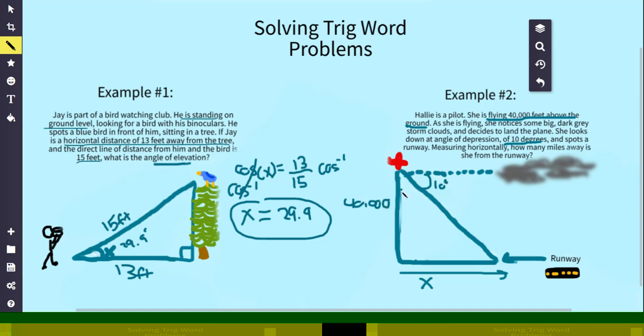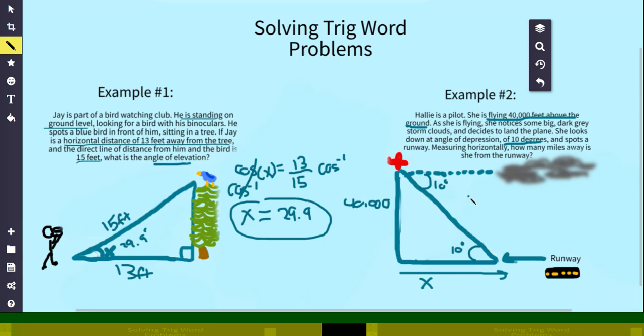It wouldn't be this part though, because she's already flying straight. So it would be between the hypotenuse and her direct line of distance. So an angle of depression of 10 degrees. And remember, the alternate interior angles are congruent. So like this angle is 10 degrees, so that means this angle will be 10 degrees as well. We'll just put that so that we can solve our problem.